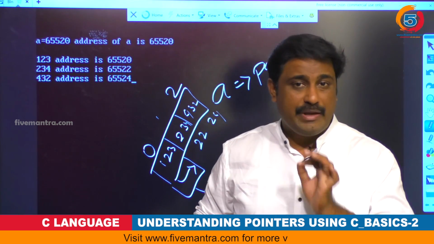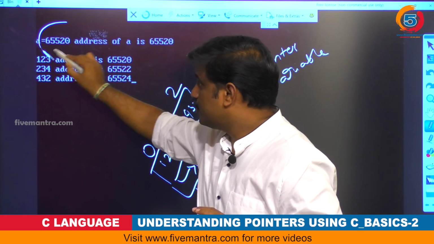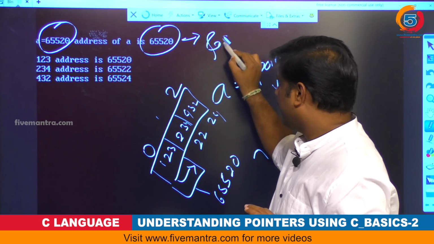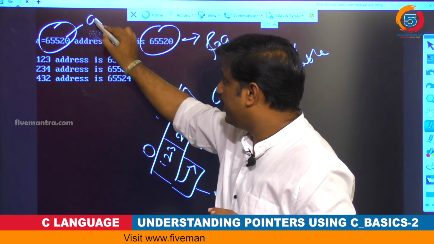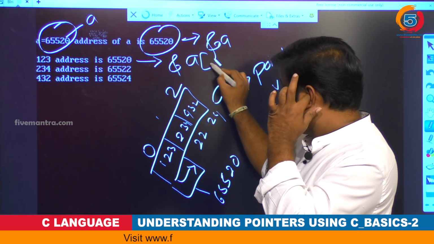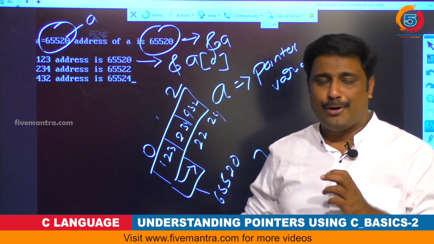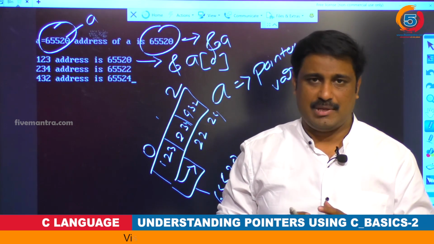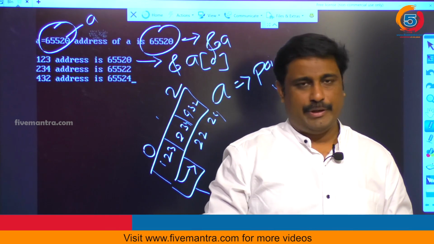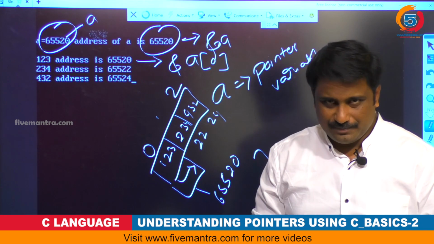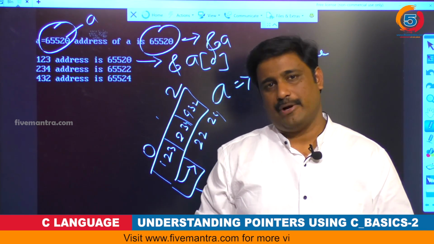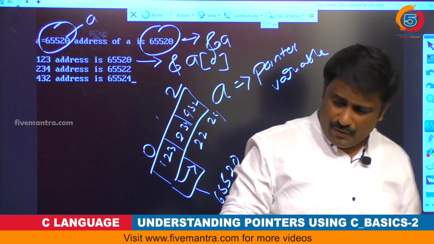But now we concluded that this is also pointing to the same thing. What is this? This is the address of A. What is this? This is the simple A. And what is this? This is the address of A of 0. If you observe, these all are pointing to the same thing, which means it is like a pointer variable. So I'll go with a pointer variable. I will assign the starting address of the array and work with the pointer variable the same way. We'll see that.